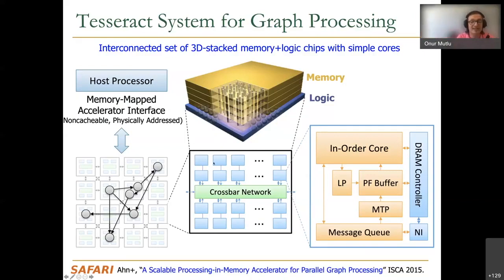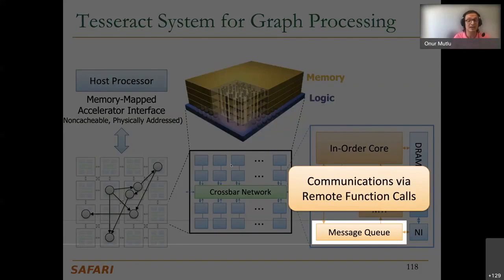But internally inside the 3D stacked memory, you can see that we have in-order cores, and these in-order cores are connected via an interconnect, and you can actually do message passing communication between these in-order cores, and you can partition your graph across the memory, and you can actually operate on the partitioned graph by sending messages between the in-order cores. So we don't move the data here, we move the computation to the data by sending messages. Again, I'm not going to go into the details of this. There's a lot more detail because it's a full system design. I'm going to give you some results. But this is essentially a distributed in-memory processing system. Communications are done via remote function calls to the in-order cores that house the data.